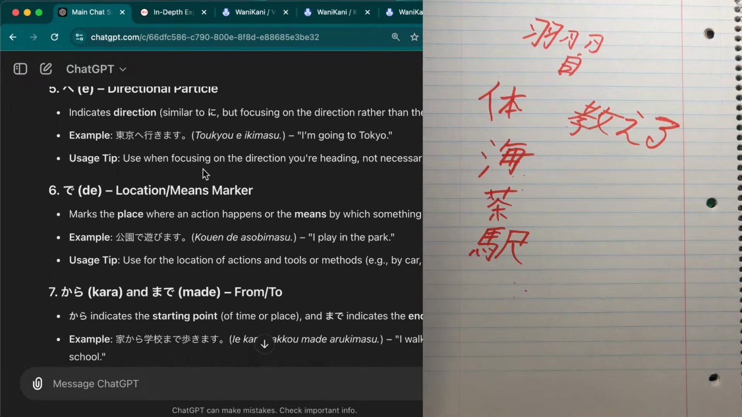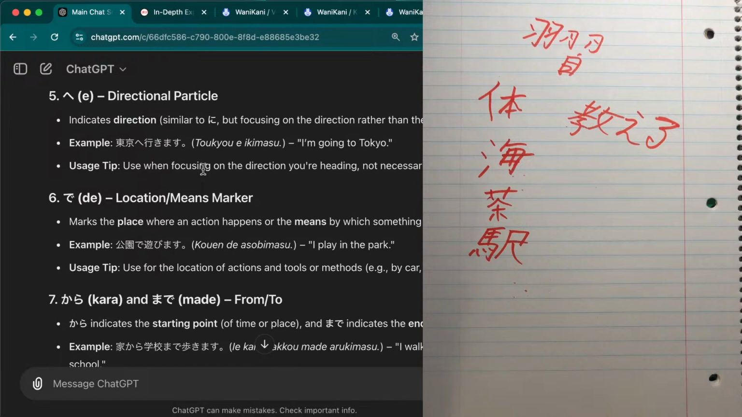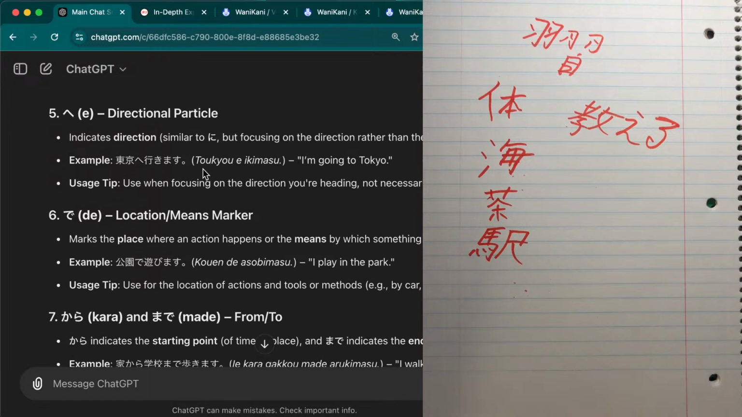Okay, e is a directional particle that indicates direction, similar to ni, but focuses on the direction rather than the destination. That's an interesting nuance. I never really paid attention to that. Tokyo e ikimasu. I'm going to Tokyo. How does that focus on the direction rather than the destination? I don't fully understand that. I'll have to ask. Use when focusing on your heading, not necessarily the end point.